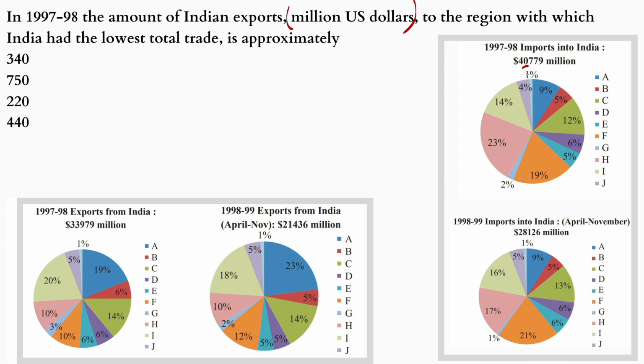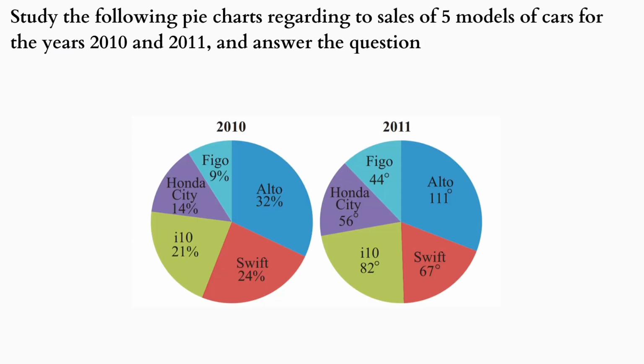In the previous slide we calculated. There is no other value which is less than 1%. So the value of 1% is least among all the values mentioned here. So exports for the year 1997 to 98. So this is 1%, right? So 1% of 33,979. What is the value? So 10% of 33,979 is 3,397.9, and 1% is 339.7, and this is approximately 340. Let's move on to the next pie chart.